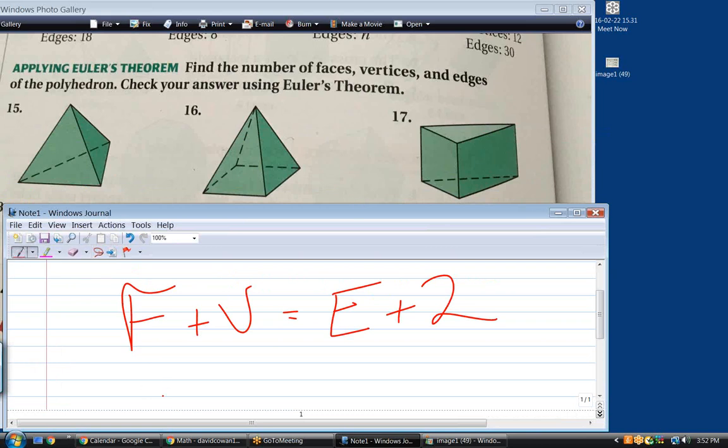How many faces do we have on 15? 3. How many vertices do we have? 4. So you'll have 5 edges. Let's count them. 1, 2, 3, 4, 5, 6. Where did we go wrong? I don't know. Number of faces is not 3, it's 4.